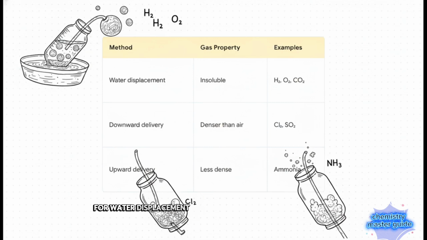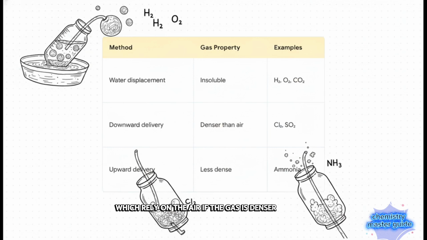For water displacement, we use this for gases like hydrogen, oxygen, or CO2 that are relatively insoluble in water. The gas just bubbles up and physically pushes the water out of an inverted jar. Simple, right? But what if the gas is highly soluble? Well, we obviously can't use water. That brings us to our other methods, which rely on the air.